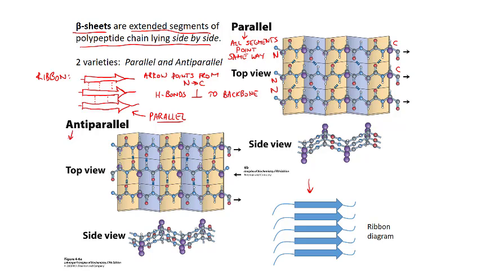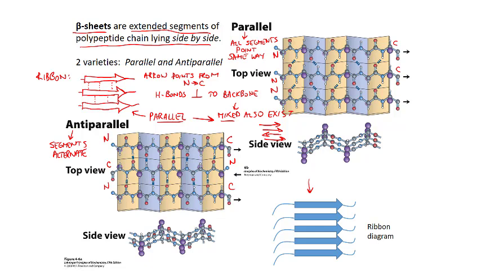In an anti-parallel beta sheet, the segments alternate. So we have the N terminus and the C terminus, but the next one down, we have C, N, and then N, C. You can also have mixed beta sheets, which would be something like this. Those are less common, but they do exist.